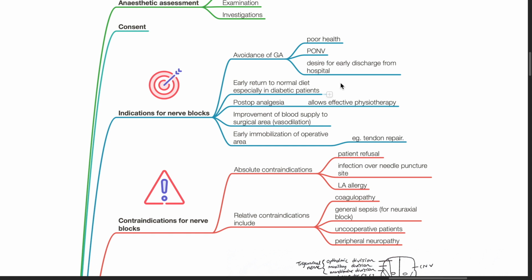To achieve early return to normal diet, especially in diabetic patients. For post-op analgesia, which allows effective physiotherapy. Improvement of blood supply to the surgical area. To achieve early mobilization of the operative area, such as tendon repair surgery.